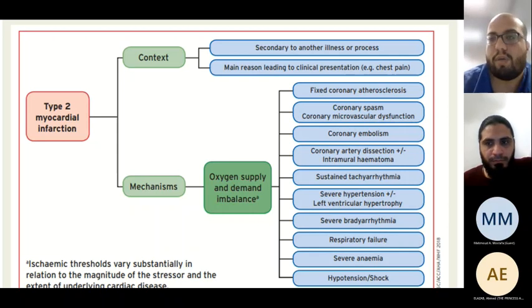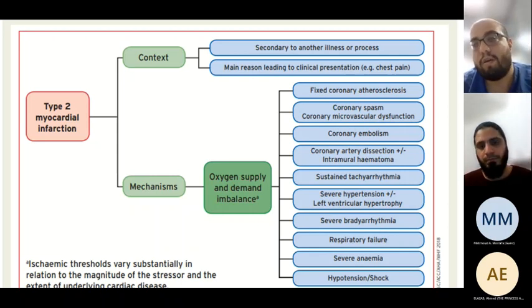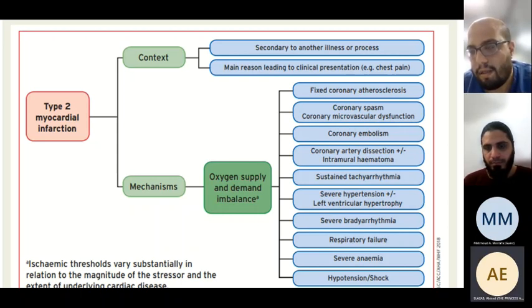So that's basically the mechanism: the tachyarrhythmia has decreased the filling time of the heart and increased the heart's oxygen demand. As a result, there is a difference in the scale. The scale is higher towards the oxygen demand and lower towards the supply. That's why it's a type 2, because the primary pathology is not driven by a thrombus, it is driven by a mismatch in supply and demand. Does that make sense? Yeah.